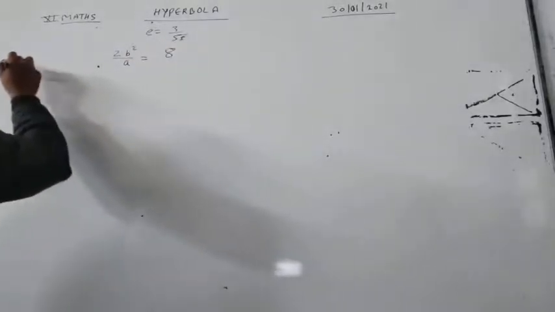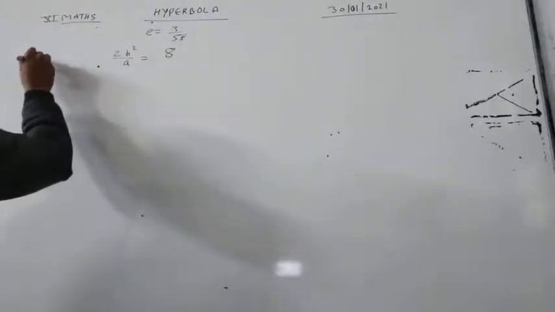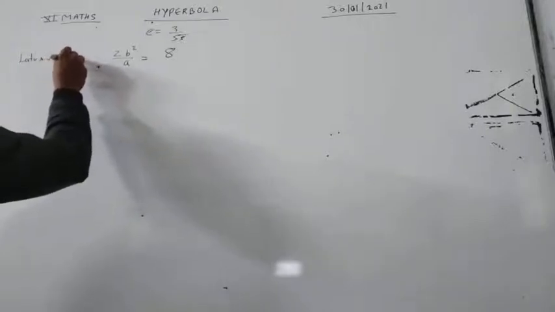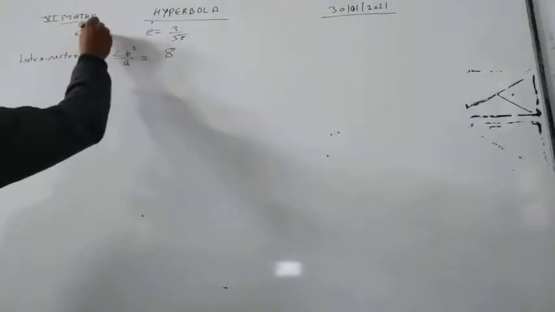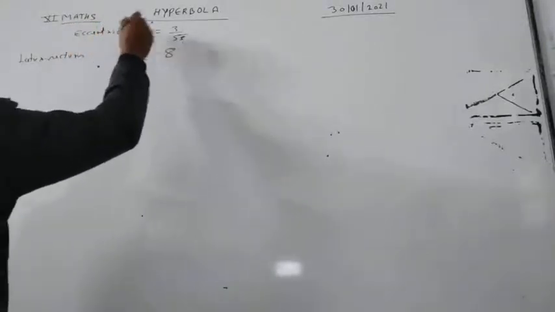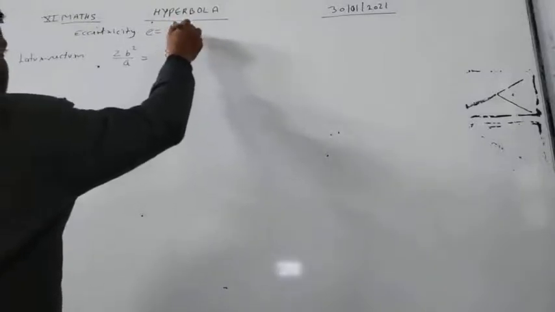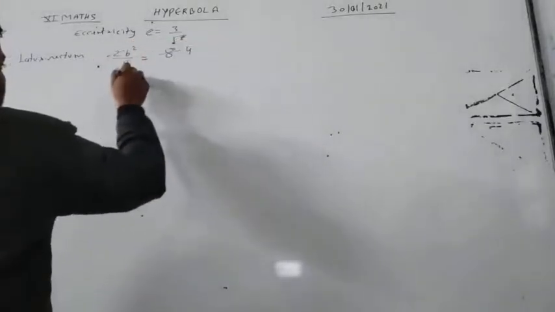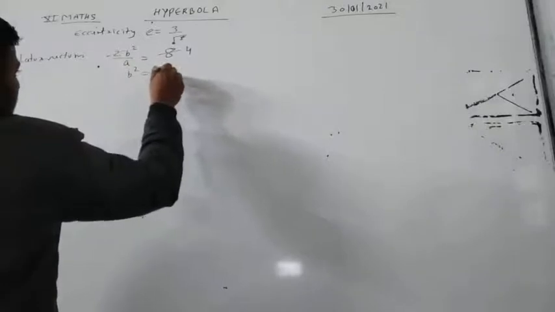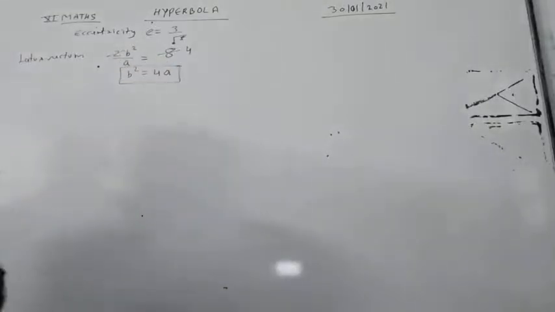Okay, students, this is latus rectum, and this is our eccentricity, which is 3 by root 5. So our latus rectum is this. This is cancelled. So b square is equal to 4a, students. This is our latus rectum, and eccentricity is 3 by root 5. We have to find the equation of hyperbola from here.